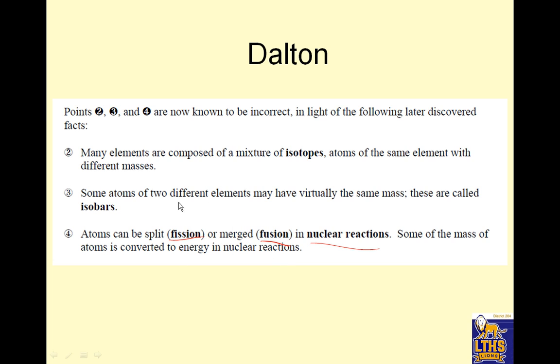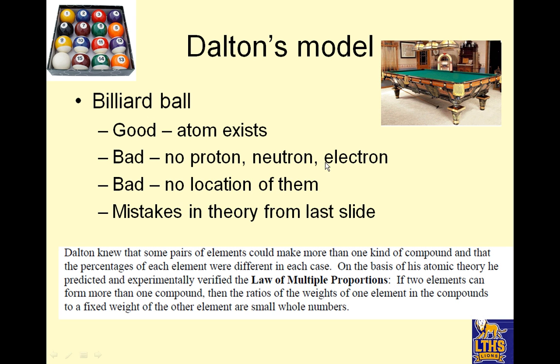We'll talk about later in the chapter. Some atoms of two elements may have kind of the same mass, and atoms have isotopes. So those are three points of Dalton's ideas that had to be modified based on evidence.